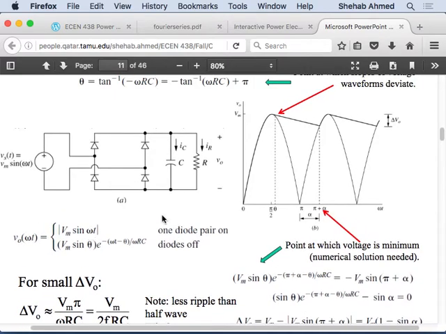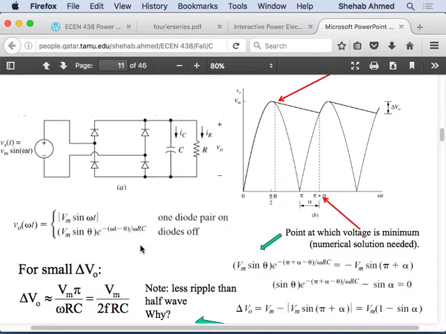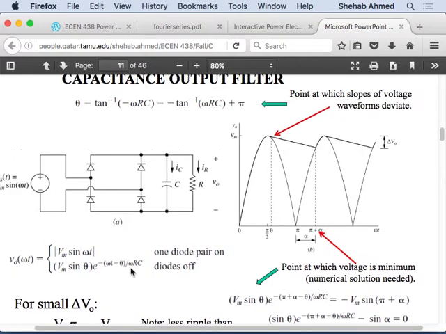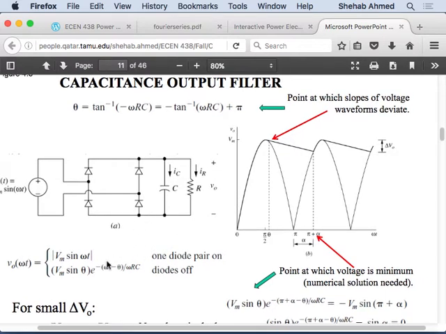I don't show the differentiation here. So here are the two voltages, the exponential and the input voltage. And then from the discussion that we had last time, we end up with an equation to calculate theta. So we calculated theta from the two slopes.